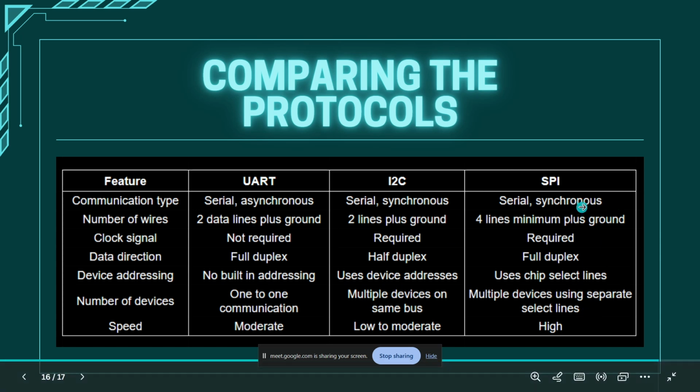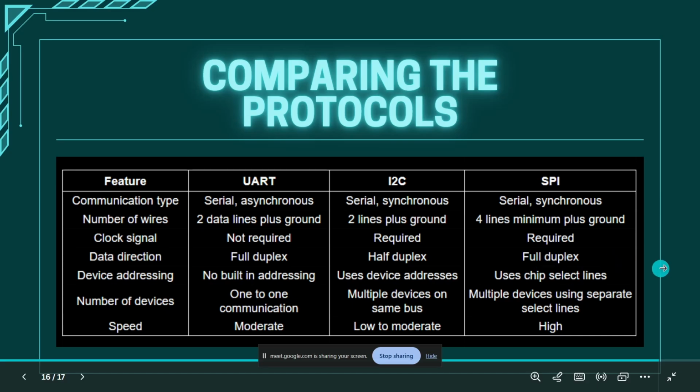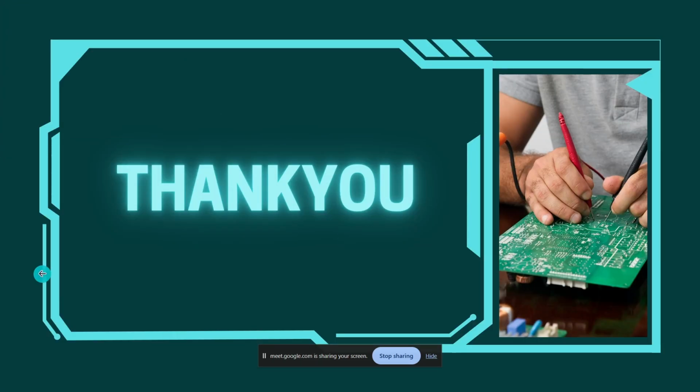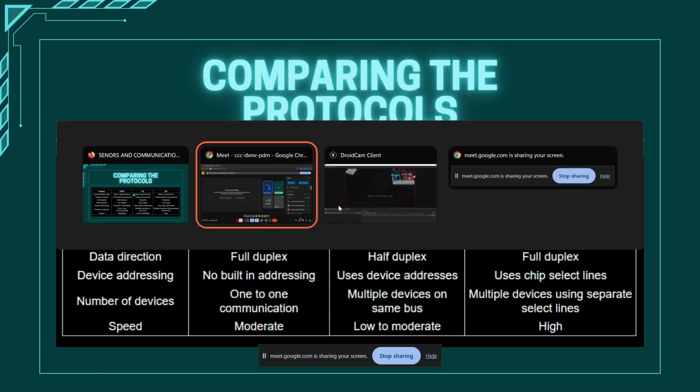I'll send the PPT if you want, you can go through it, but it's not that meaningful. Like it says, there is no addressing in UART, there is addressing in I2C, and there's a chip select line in SPI. All of the rest of the information is a bit redundant. You can go through it later. Okay, so that's it for that part.